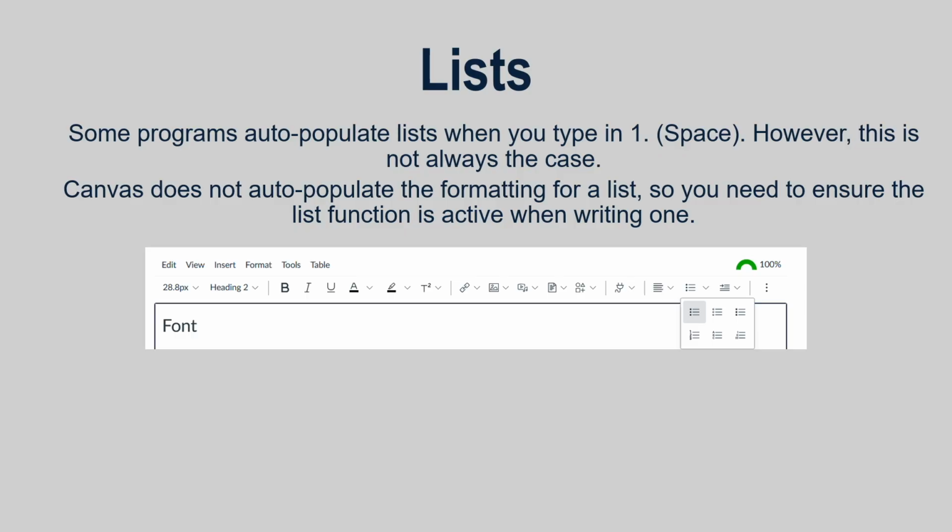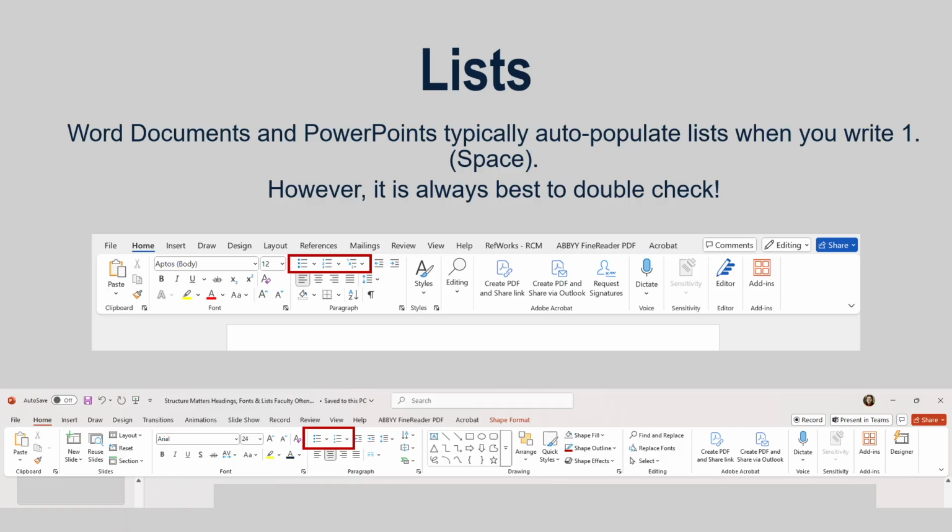When it comes to lists, some programs auto-populate lists when you type in space. However, this is not always the case. For example, Canvas does not auto-populate formatting for a list, so you need to ensure the list function is active when writing one. As you can see on this screenshot in the Rich Content Editor, there's a very handy button that allows you to open list formatting and gives you several different options of different lists that you can use on your Canvas page.